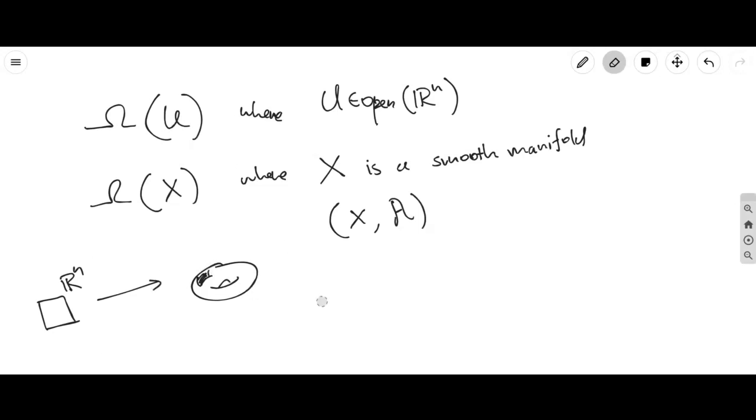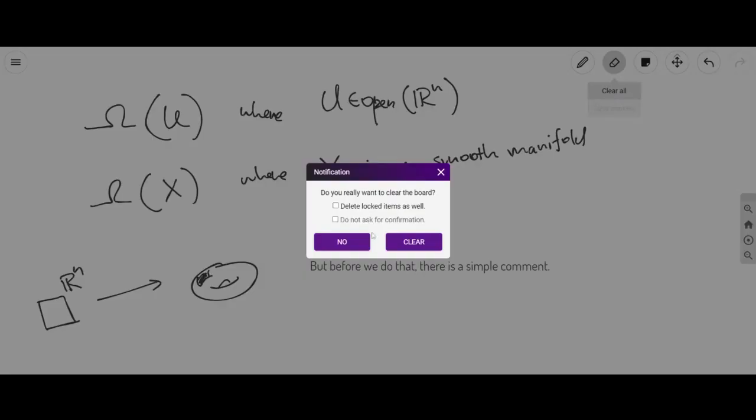But before we do that, I should have said something last time that I completely forgot. There is a simple comment that I want to start with that I should have mentioned last time, and it basically has to do with this. So let's just go back to this again.